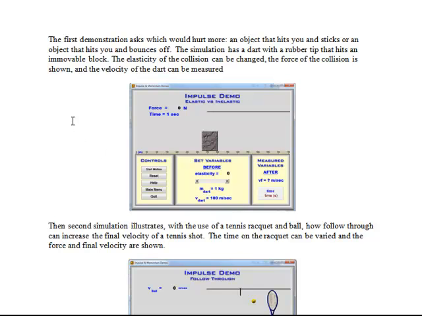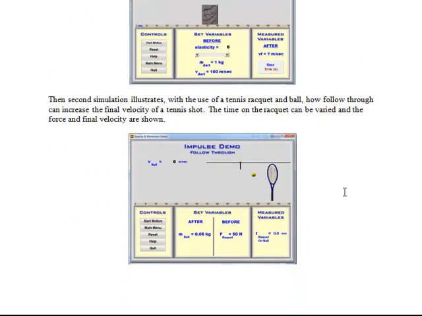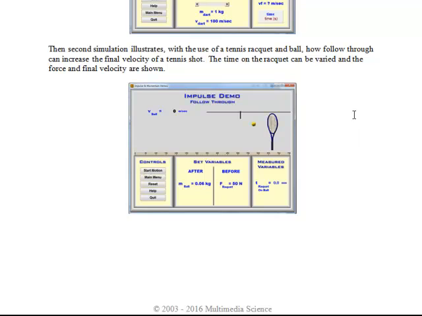First demonstration asks the question, which would hurt more? An object that hits you and sticks, or an object that hits you and bounces off? This simulation will help you show students which is which and why. The next simulation deals with the idea of follow-through, and by varying the time on the racket, you can increase the FT, the impulse, and therefore increase the change in momentum or the velocity of the ball.